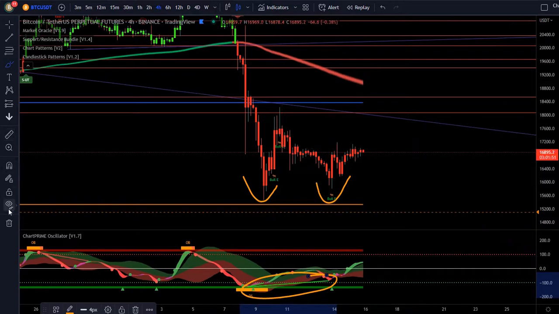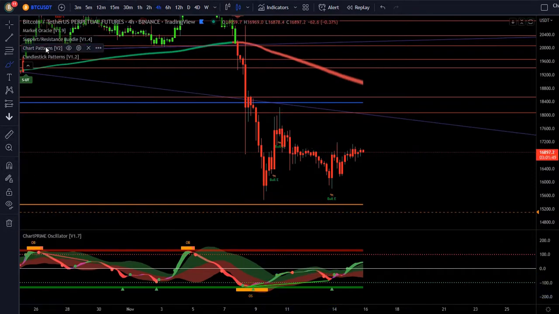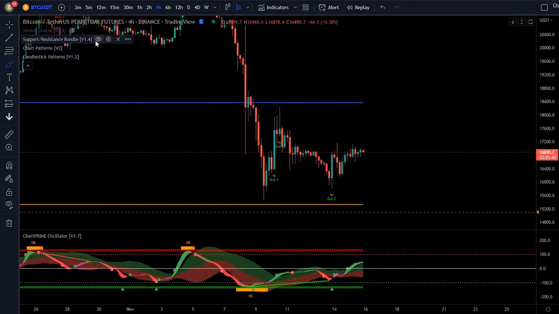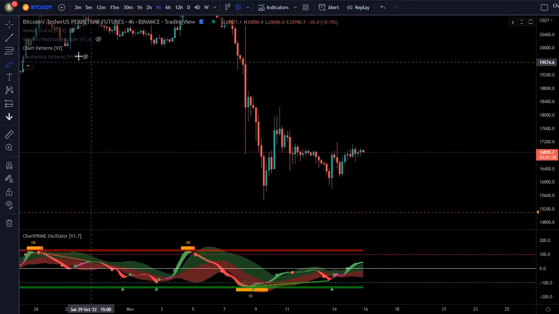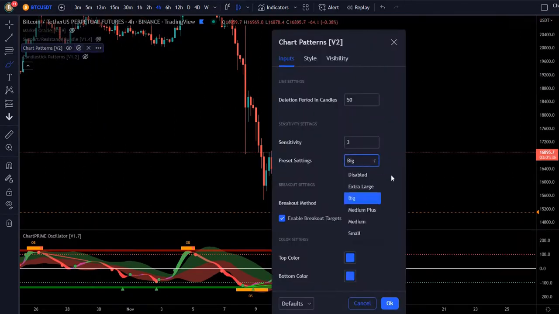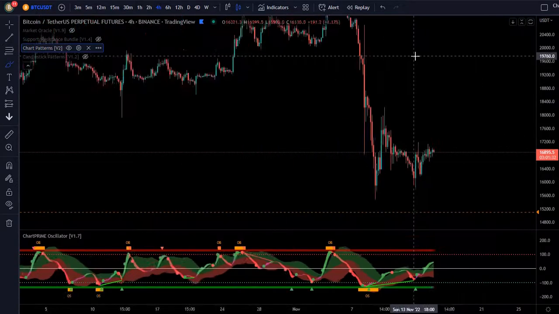So let's move on with the chart patterns. Let me turn basically everything off so you can see it much more clearly. So chart patterns right here. Let me configure them, and we are on big. I usually recommend you start with extra large, right? So let's do extra large.